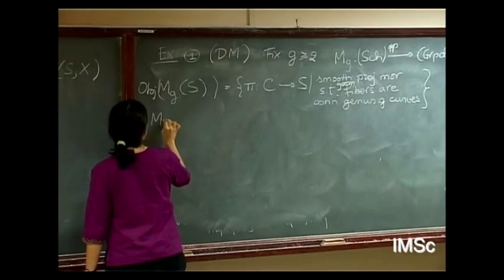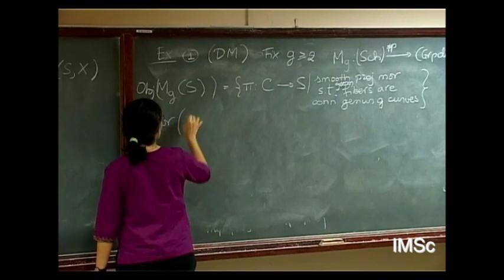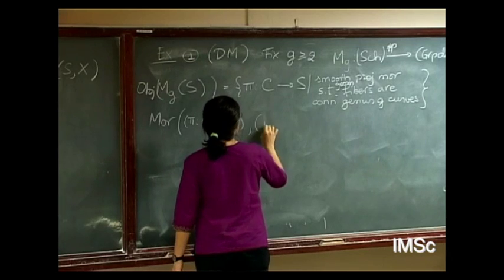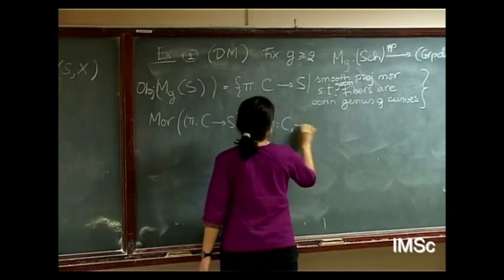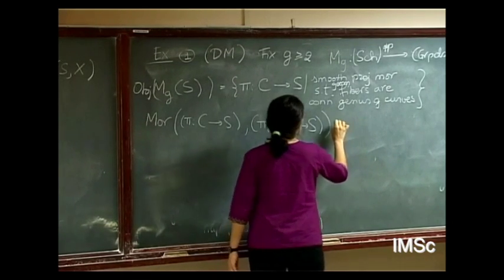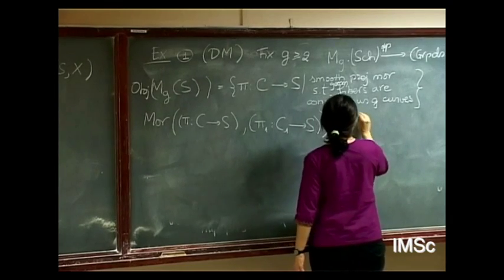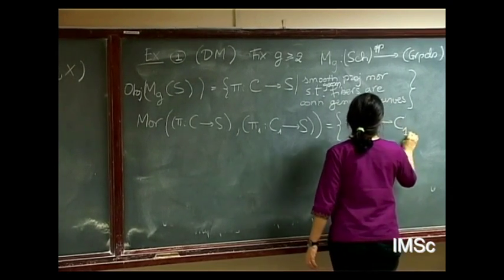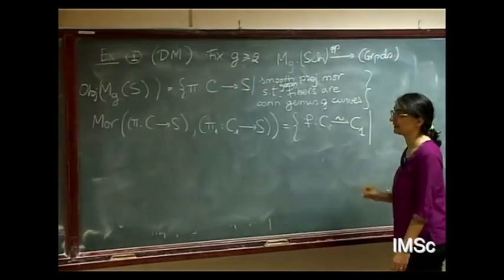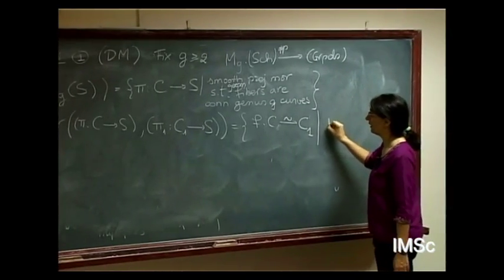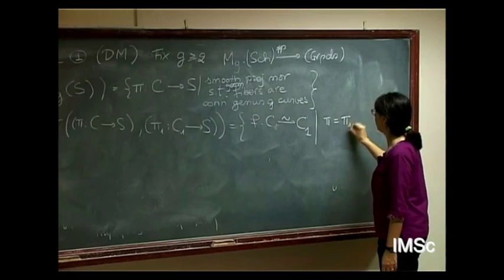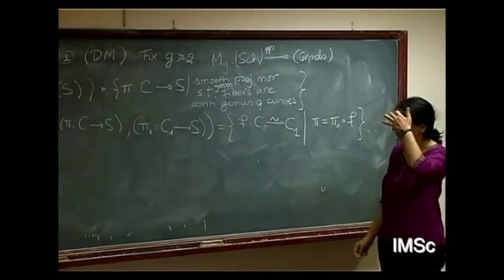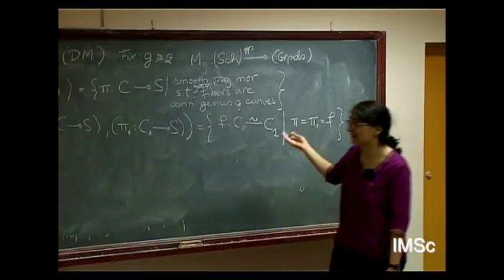And now I have to tell you what the morphisms are from pi: C to S to pi_1: C_1 to S. These are the F from C to C_1 isomorphisms as schemes such that pi is pi_1 composed with F. So how is this a functor?